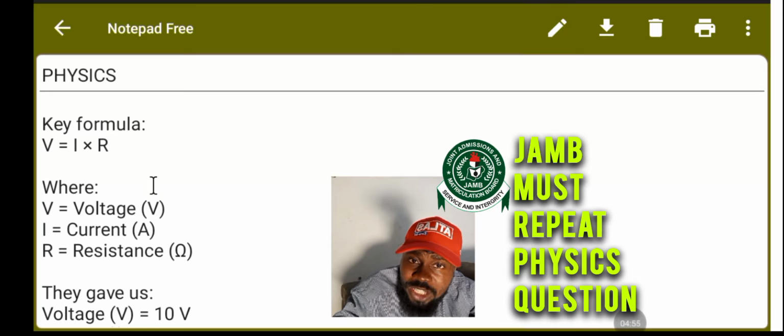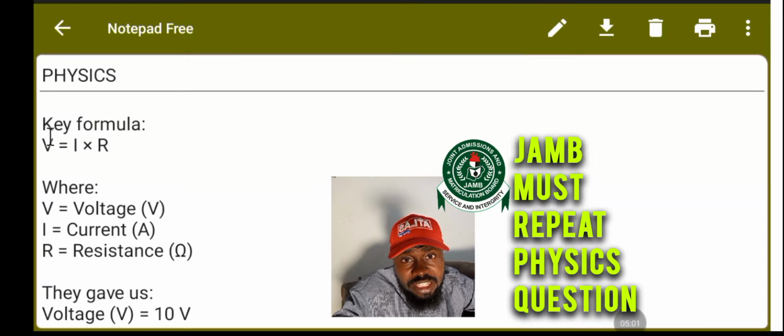So we already know the formula, given that V, which signifies the potential difference, is equal to the current, which is I, times R, the resistance. So V is equal to I times R. That's the representation of Ohm's law.